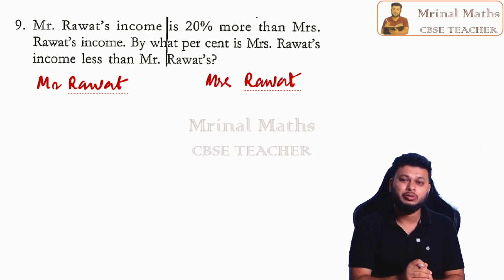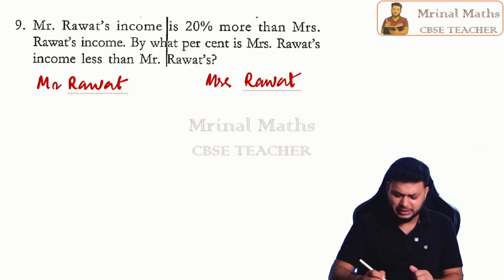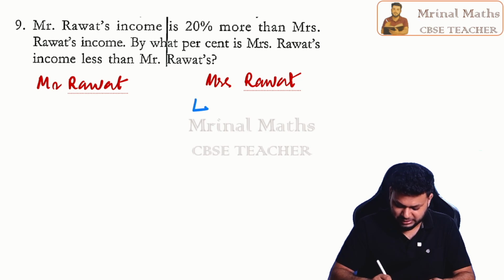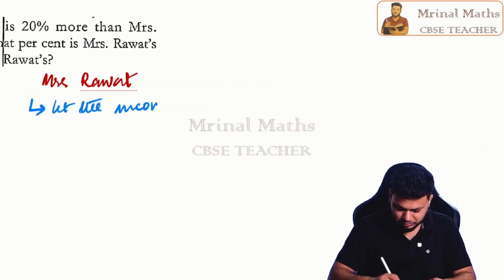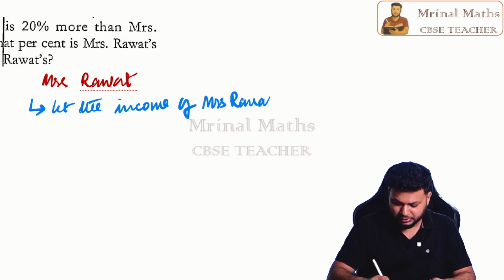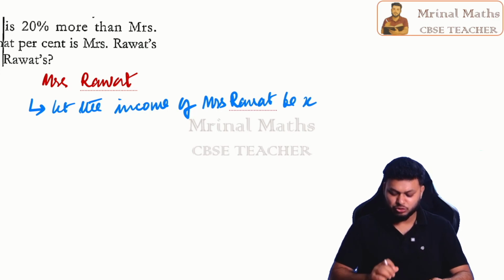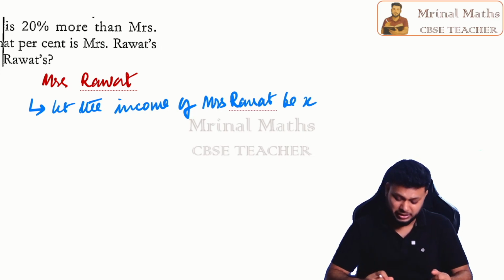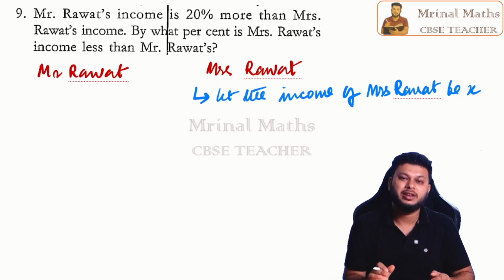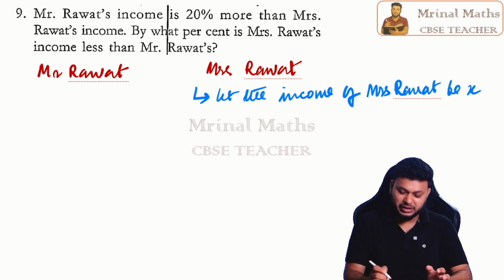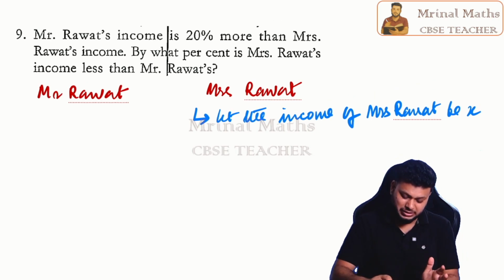Now, since we do not know how much Mrs. Rawat was earning, let us consider her income to be X. So we can write: let the income of Mrs. Rawat be X. So I considered Mrs. Rawat's income to be X. Then what will be Mr. Rawat's income? As I said a while ago, for Mr. Rawat, it will be 20% more.